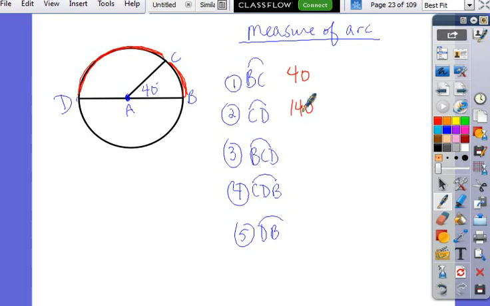What about BCD? It's 180. That's a semicircle. A semicircle's got to be 180. CDB: 360 subtract 40, 320. I've got to go in this direction, so I need everything except that 40. 360 minus 40 leaves 320. DB? 180. Doesn't matter which way you go, it's still going to be 180.